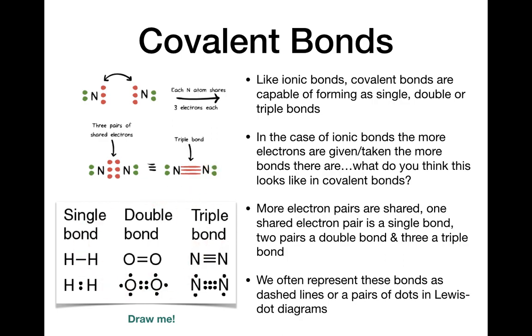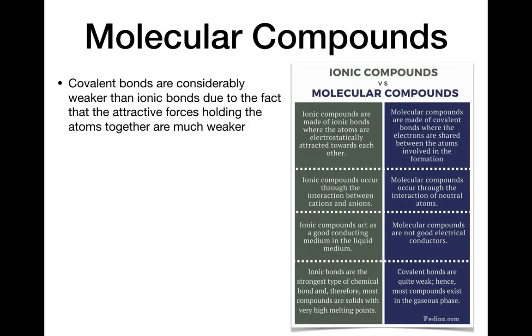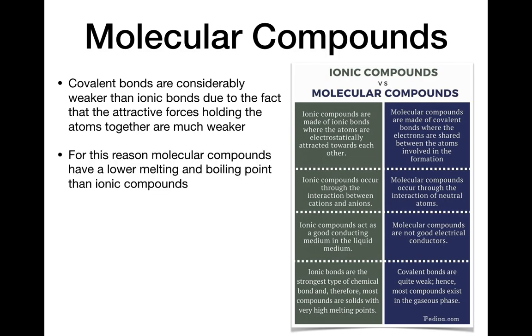Okay, let's talk about molecular compounds. So covalent bonds are a lot weaker than ionic bonds, and that's because the attractive forces between the atoms are a lot weaker. So remember, in ionic bonds, we have opposite charges and they're attracted to each other, whereas in covalent, they're not attracted, they're just sharing to become stable. I often think of ionic compounds like a boyfriend and girlfriend, they want to be together, whereas a molecular compound is like siblings who have to share.